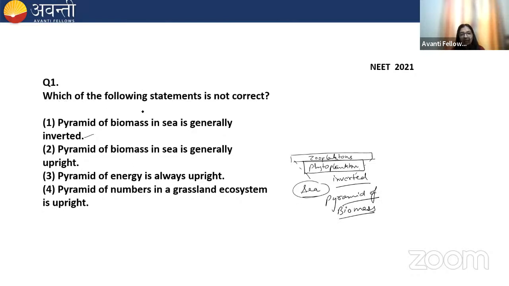So the question is asking which of the statements is not true. One says the pyramid of biomass in sea is generally inverted, right? Pyramid of biomass in sea is generally upright. This is wrong. Pyramid of energy is always upright. Remember this, the pyramid of energy, whether it is terrestrial ecosystem or aquatic ecosystem, is always upright.